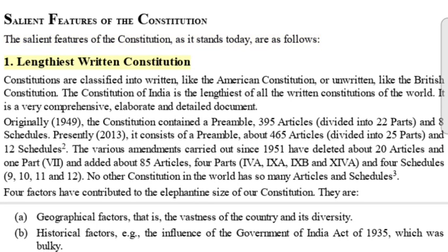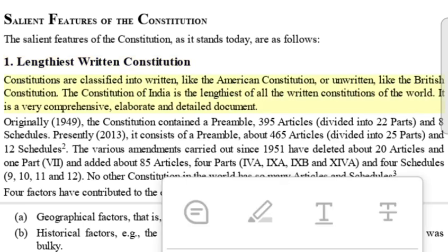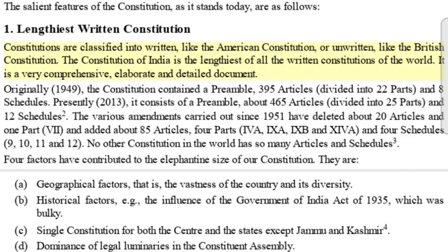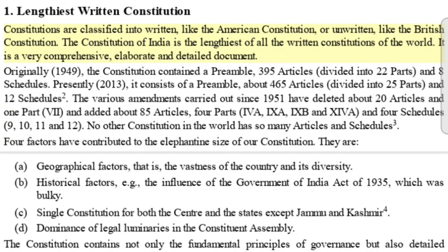1. Lengthiest written constitution. Constitutions are classified into written, like the American Constitution, or unwritten, like the British Constitution. The Constitution of India is the lengthiest of all the written constitutions of the world. It is a very comprehensive, elaborate and detailed document. Originally, in 1949, the Constitution contained a preamble, 395 articles divided into 22 parts, and 8 schedules.